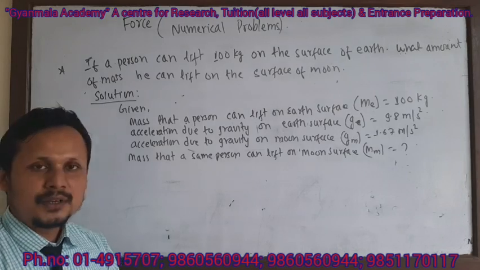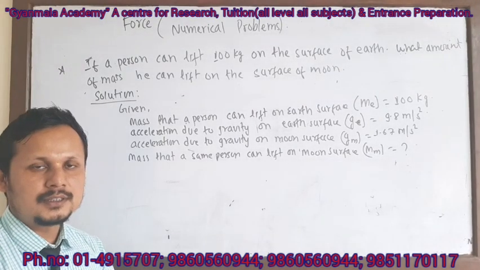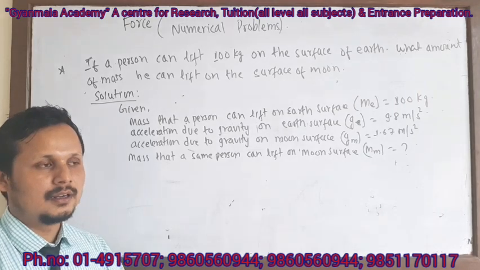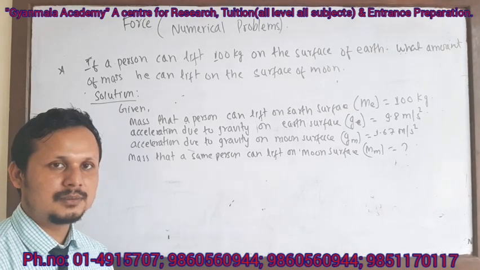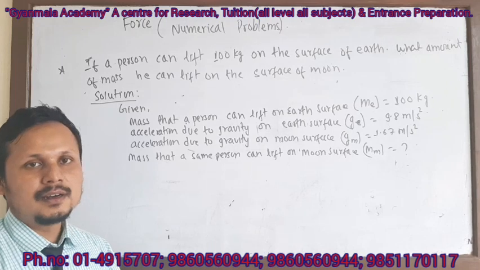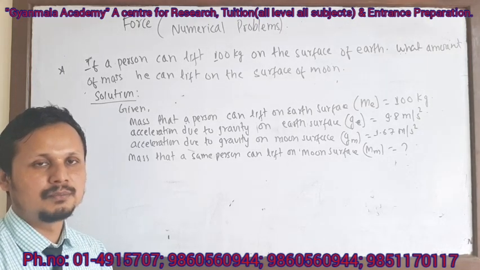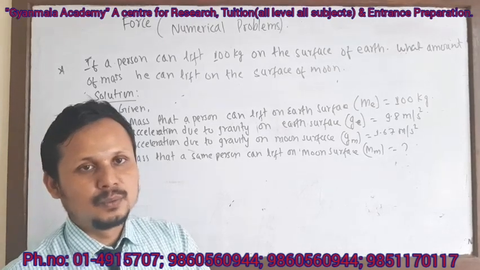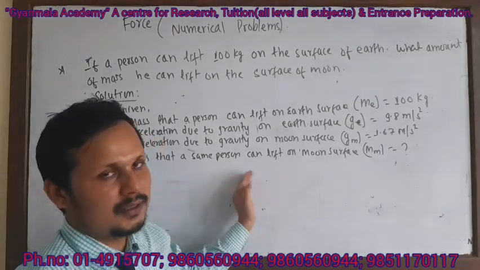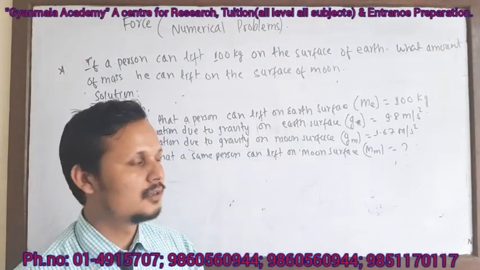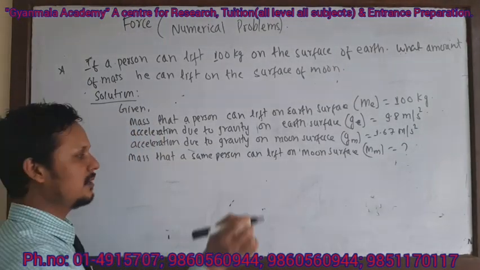The mass that a person can lift on Earth's surface is not equal to the mass that he can lift on any other heavenly body. Or if a person can lift a mass of 60 kg on Earth's surface, he may or may not be able to lift the same mass on the surface of Jupiter. But the weight which he can lift on the Earth's surface is equal to the weight that he can lift on the surface of any heavenly body. So we'll use the same concept.